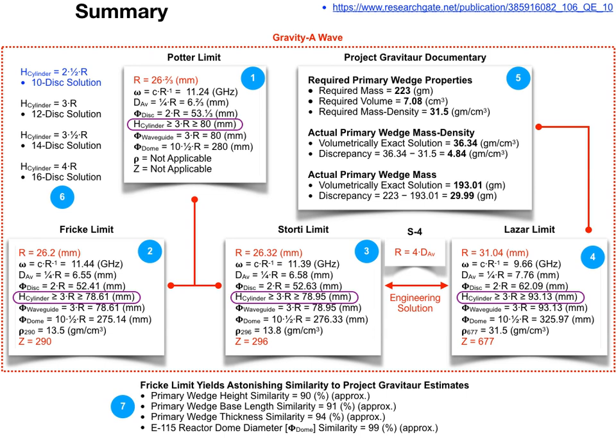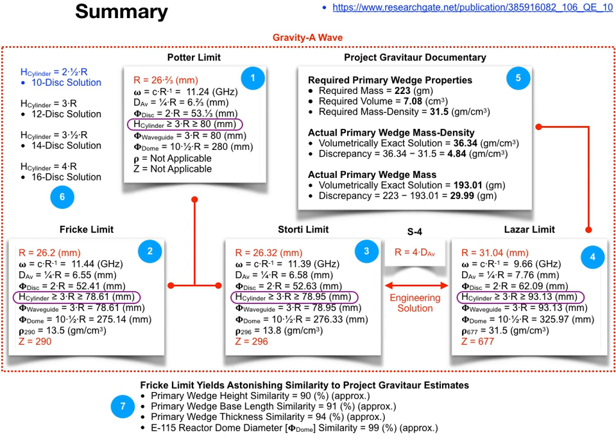The sixth artifact lists 4 significant disk stack solutions. The primary wedge appearing in the Project Gravitaur documentary is fabricated from the 10-disk solution. However, Bob Lazar asserts that his recollection could be challenged in favour of a 12-disk solution. A 12-disk solution is consistent with the claims made by Emeritus Professor Paul Edwin Potter. As you can see, we have emphasised the 12-disk solution in each limit configuration by the rounded purple box.